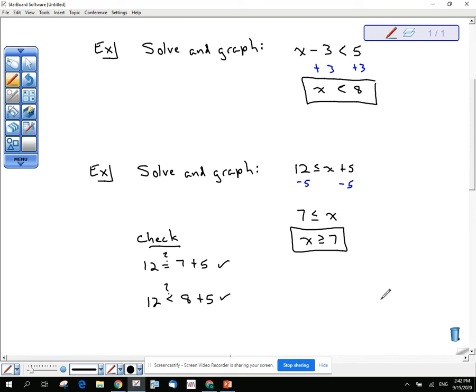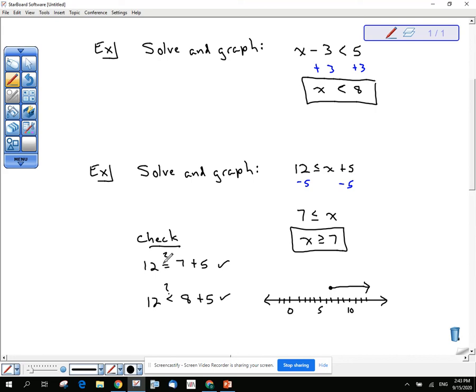Now, as far as graphing goes, x is greater than or equal to 7. Here's 0, 1, 2, 3, 4, 5, 6, 7 right there, 8, 9, 10. Good enough. Greater than or equal to 7 would be a closed circle at 7 and shading this way.